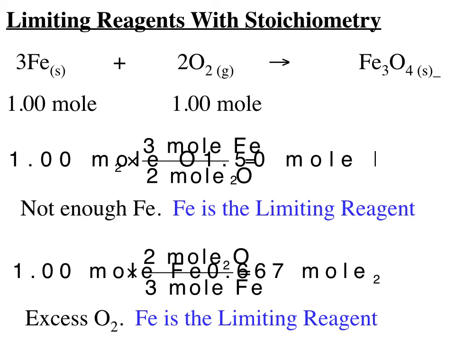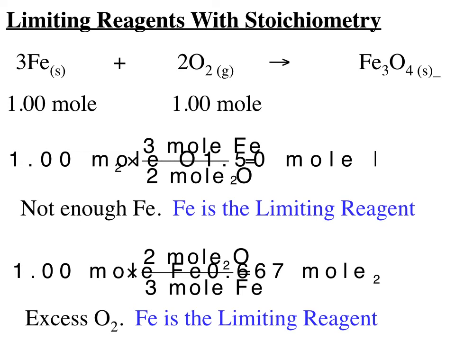But here there's a 3 mole Fe to 2 mole O2 reaction. So what we can do is we can do this in one of 3 ways actually. I can take my moles of Fe and see how many moles of O2 that will require to react completely with it. I can take my moles of O2 and see how many moles of Fe it will take to react completely with it. Or I can take the moles of each of these reactants and see how many moles of the product they will form.